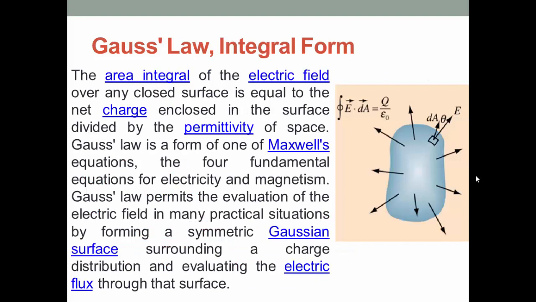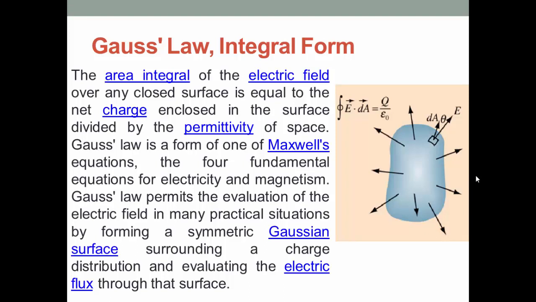Now we explain Gauss's law in integral form. Here we can see in the figure a closed body or closed path of an irregular shape, and we have to apply Gauss's law on this closed figure. We see that the electric field points outwards and dA is a vector area which is perpendicular to the electric field. So the integral of E dot dA is equal to q over epsilon naught. The area integral of the electric field over any closed surface is equal to the net charge enclosed in the surface divided by the permittivity of the space.